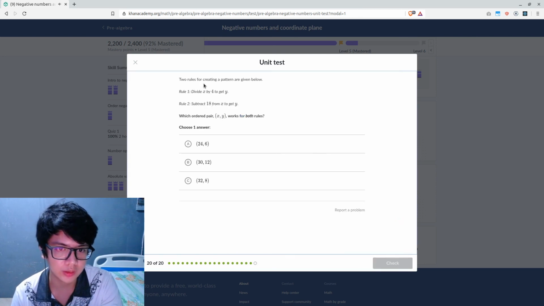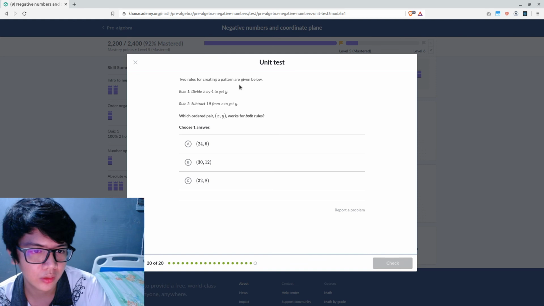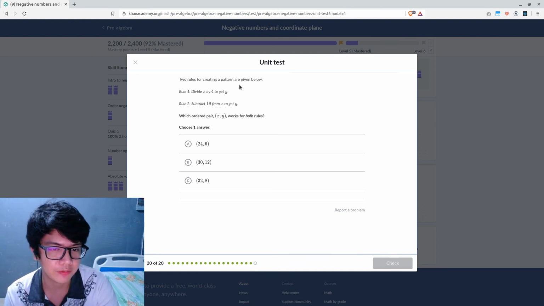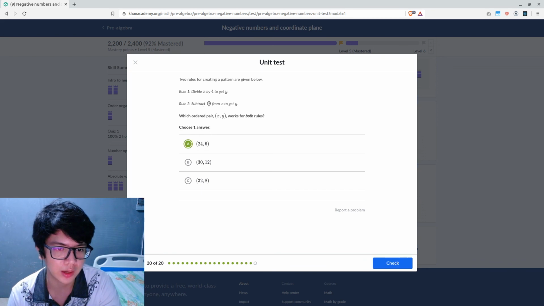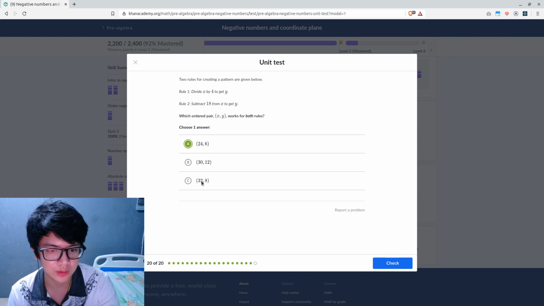Two rules for creating the pattern are given below. Divide x by 4 to get y. Subtract 18 from x to get y. Which ordered pair works for both rules? Okay. Divided by 4 you get 6. Subtract 18 from that, you get 6 as well. Cool, that works. And divided by 4, it's not 12. Okay. If I deduct 18 from this, you're not gonna get 8.